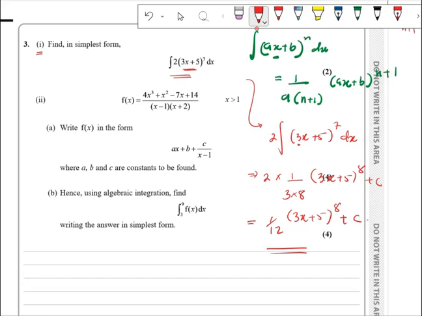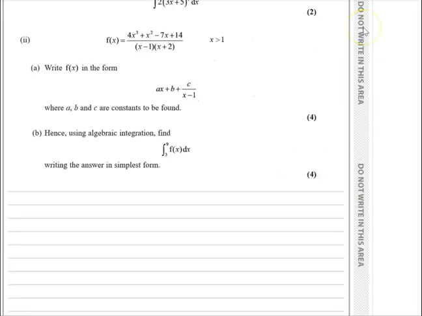Part B, part 2. Part 2 of the question, they wanted to simplify this function and write it in this format here. Now, if you're going to write in this format, I'm going to use long division. I always use long division. I prefer long division for this type of question.